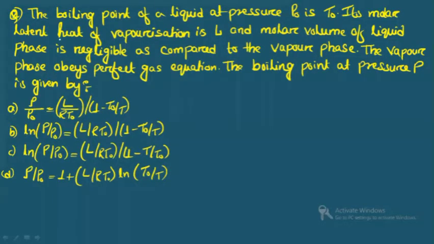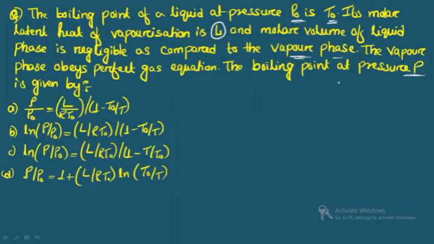Now let's see the questions. Okay, here it is said the boiling point of a liquid at pressure P0 is T0. Its molar latent heat of vaporization is L, and the molar volume of liquid is negligible compared to the vapor phase. So the vapor phase obeys the perfect gas equation. This is the initial pressure, initial temperature. You have to find the boiling point at pressure P.